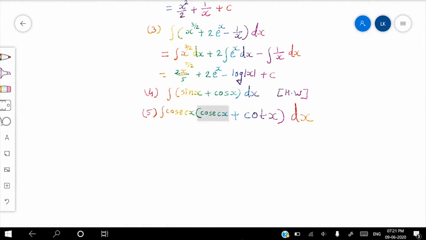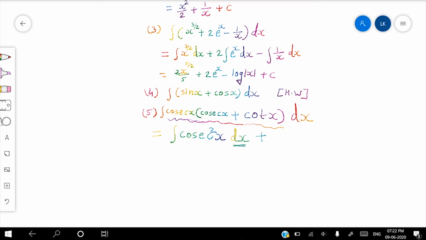Do both questions yourself. Solve it. Done? Quick. I am giving you a hint in the fifth example. Open the bracket, cosec into cosec, that means cosec square x. Directly don't use the formula of integration. First, always solve the given function. The given function is cosec x and into bracket you have cosec plus cot. That means open the bracket, simplify, and take the integral of each function.